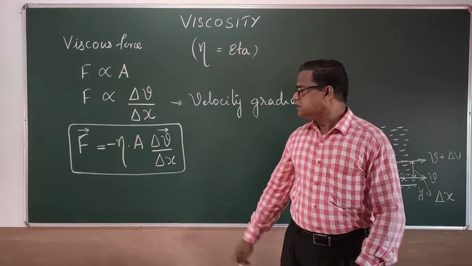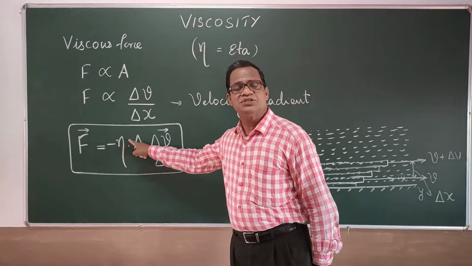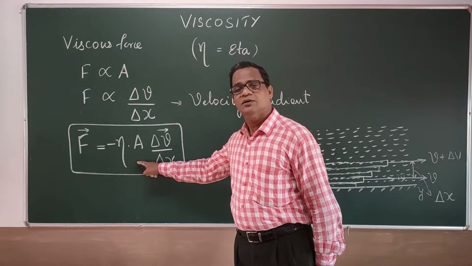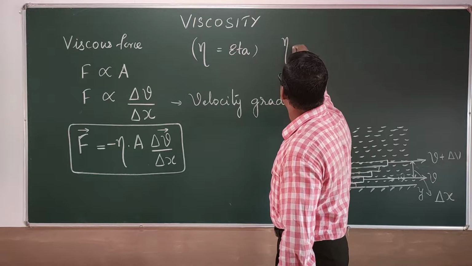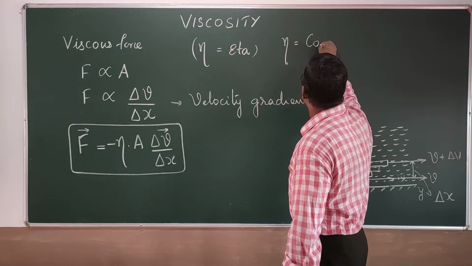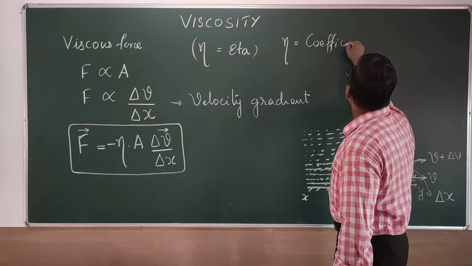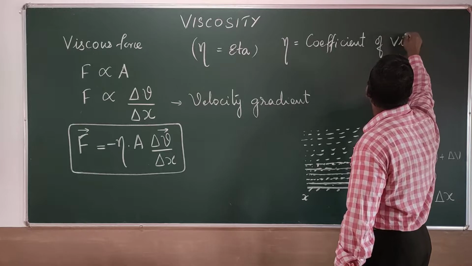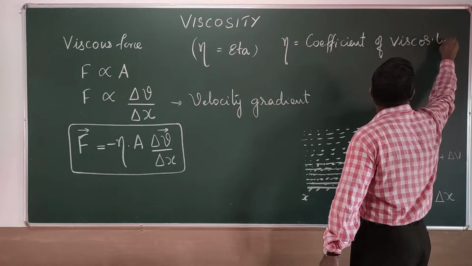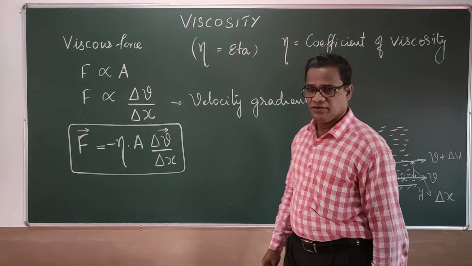And from this we can define that newly introduced constant of proportionality, eta. That eta is called the coefficient of viscosity. Coefficient of viscosity. Okay.